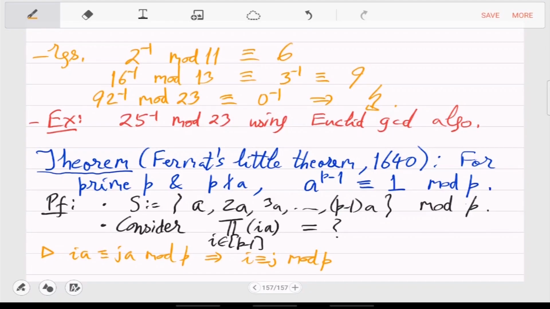So what you show is, if IA is the same as JA mod p, then I and J are the same. But I and J are not the same, right? Because we have taken I and J between 1 and p minus 1. So I, J are always different. So which means that the size of the set S is exactly p minus 1. So that's a consequence of this. Size of S is p minus 1.